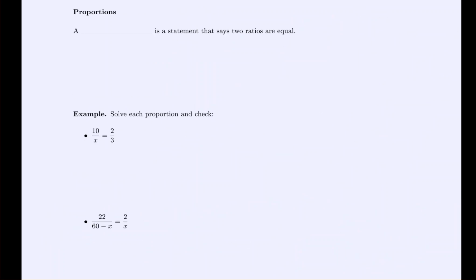Next comes the idea of proportions. A proportion is just a statement, in this case a statement that involves an equal sign, that says two ratios, seen as fractions, are equal. So, for example, we could have 10 over 2 equals 5 over 1. This is an example of a proportion. And we can be sure that it's equal because 10 over 2 is 5, and 5 over 1 is 5.